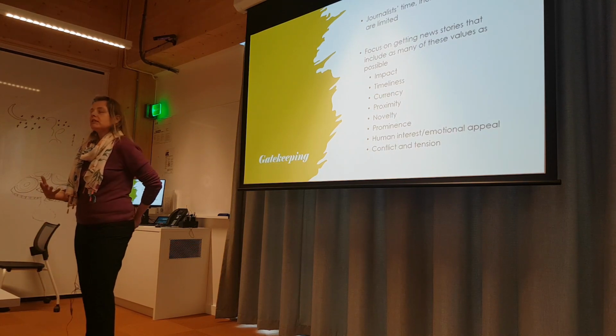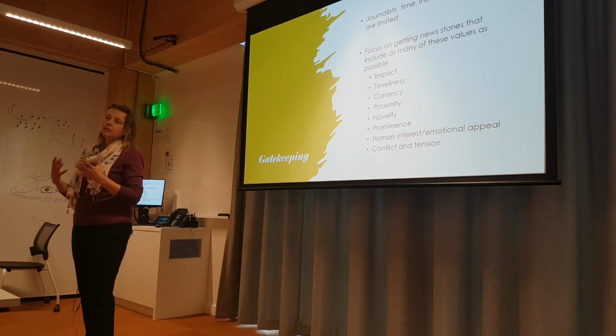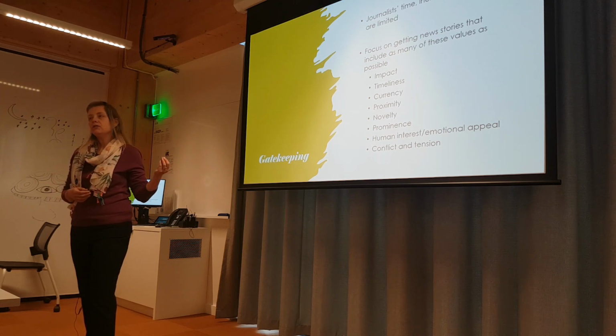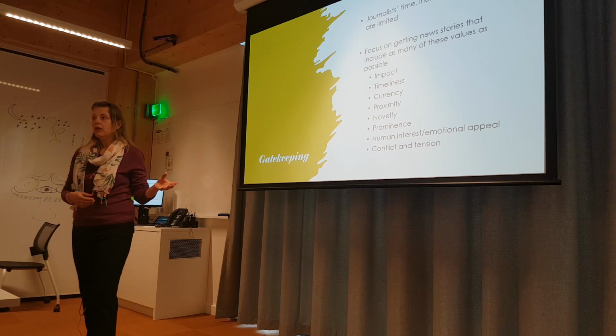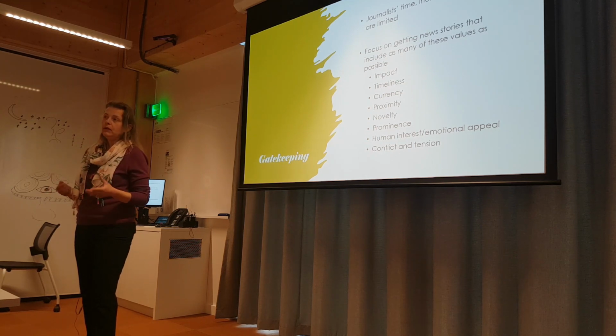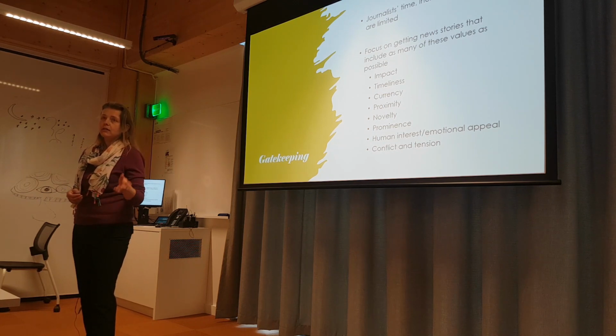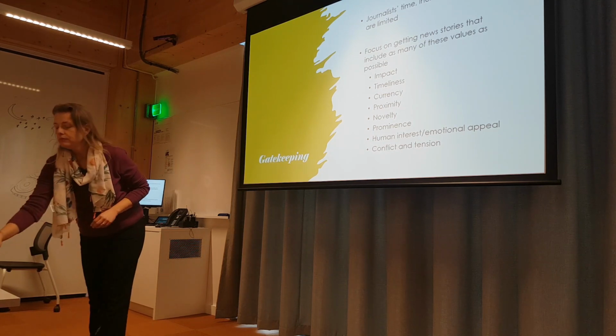So whenever journalists are looking at what news stories to cover, they are looking for stories and messages that tick off as many of these news values as they possibly can. You can do the same thing. When you are thinking about what to tell people, think about these news values. How many apply to the audience that you are trying to reach?